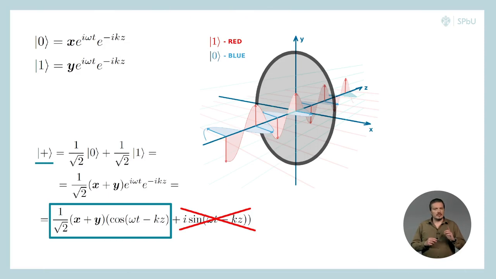Now, let's recall the state we discussed in the beginning of this episode. As we remember, this state plus is actually a superposition state, and it can be considered as both 0 and 1 states implemented simultaneously. The state 0 corresponds to the photon which oscillates in the horizontal axis, while the state 1 corresponds to the photon oscillating along the vertical axis. In the state plus, both these photons are in phase.